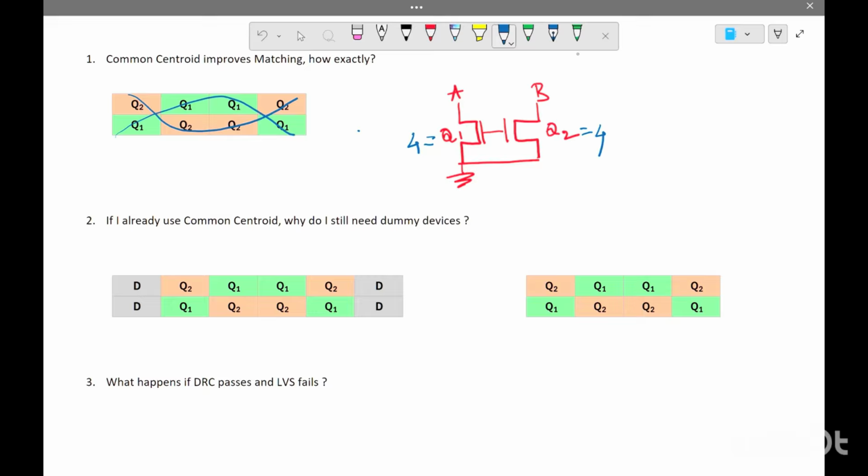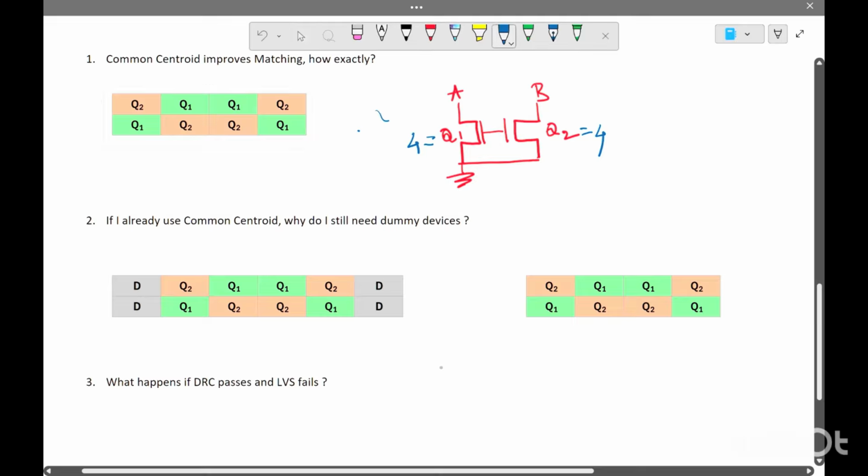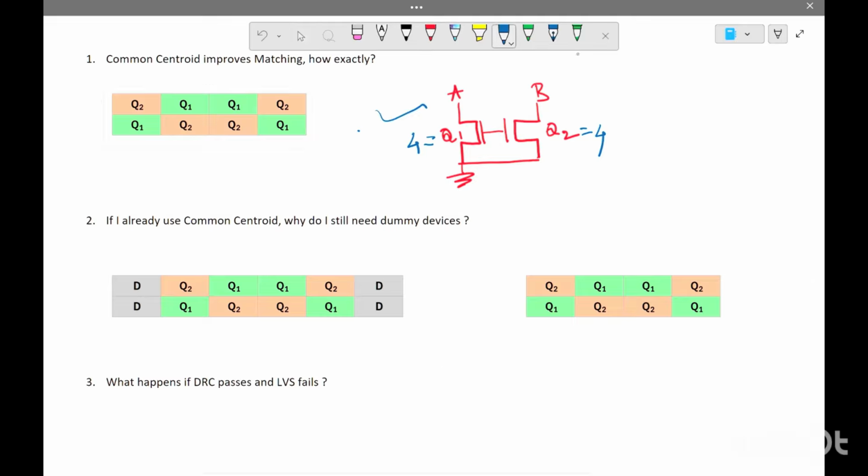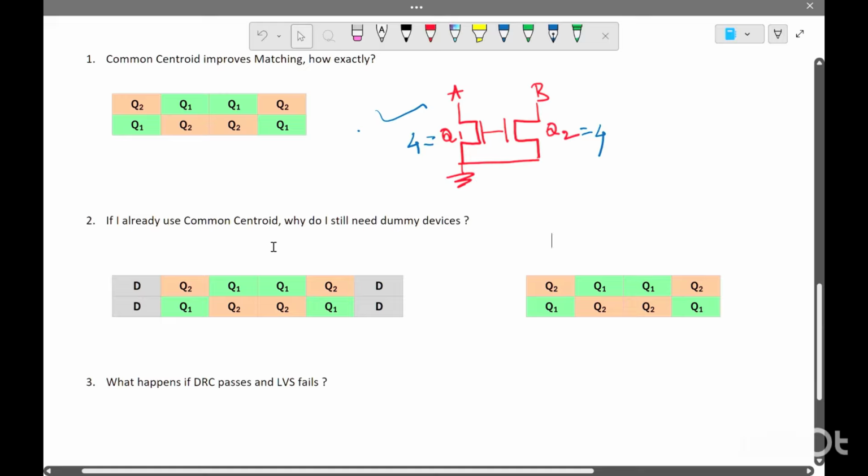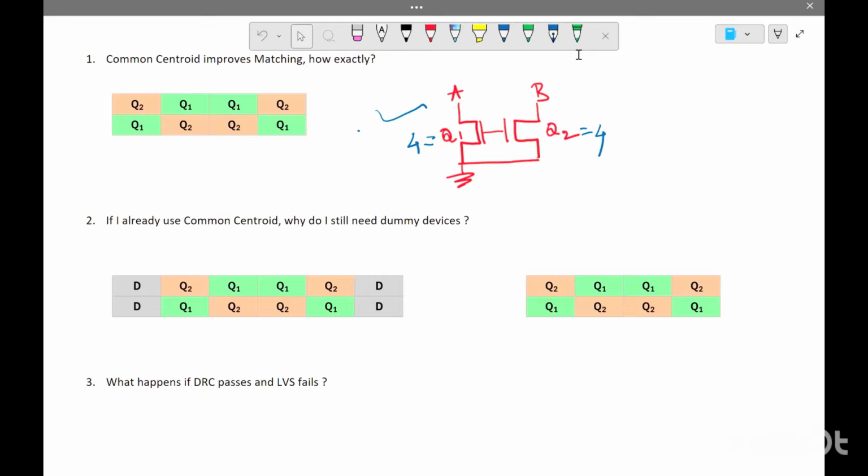The next question is, if I already use the common centroid for this particular circuit, why do I still need dummy devices at the end? So this is the layout which we have used for the common centroid for the above circuit shown here. But when we actually manufacture, the common centroid handles the gradient effects.